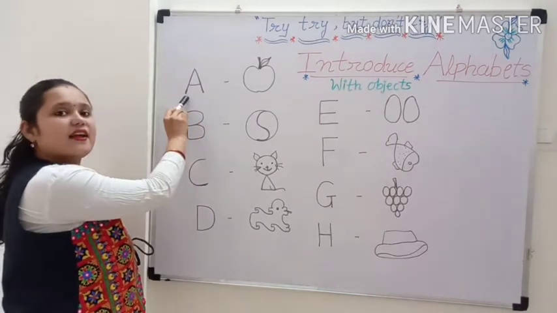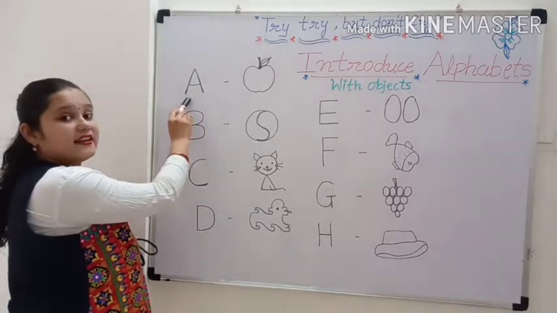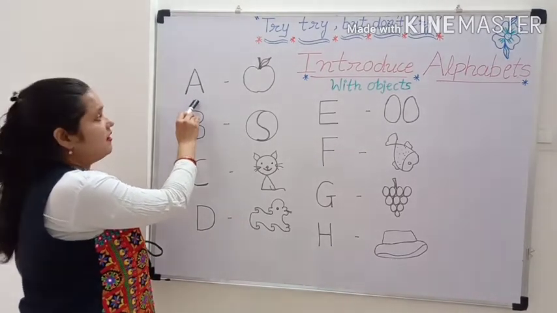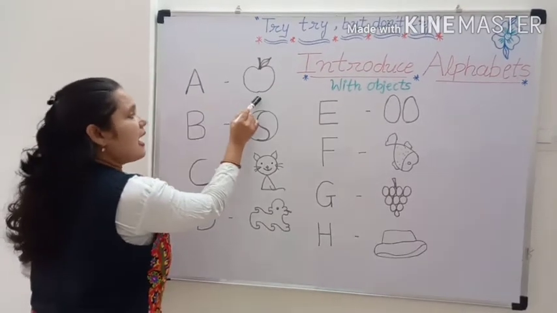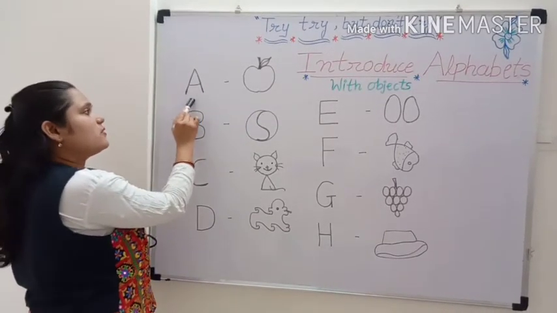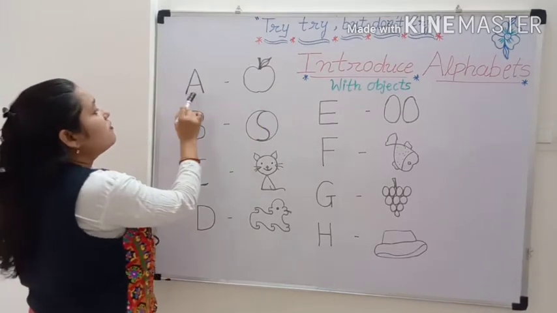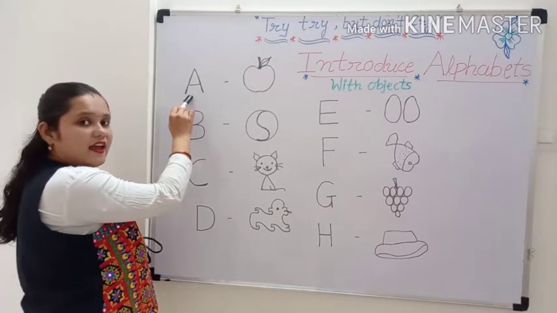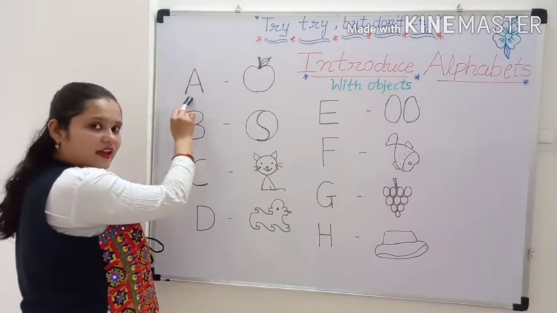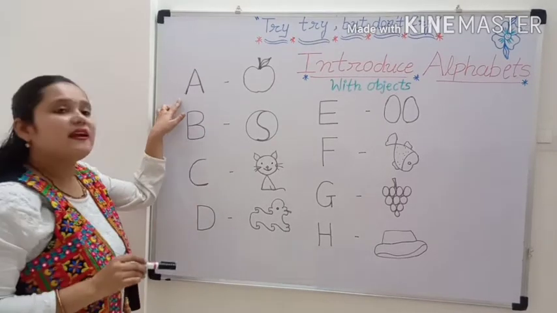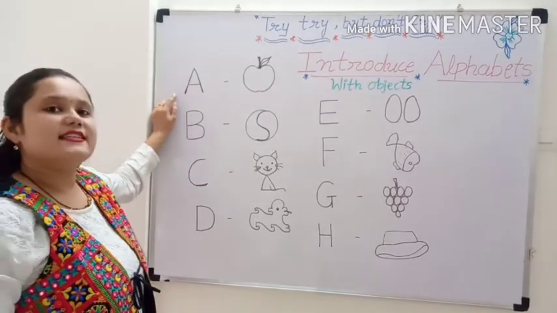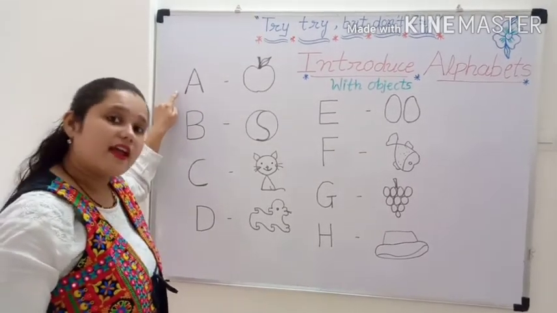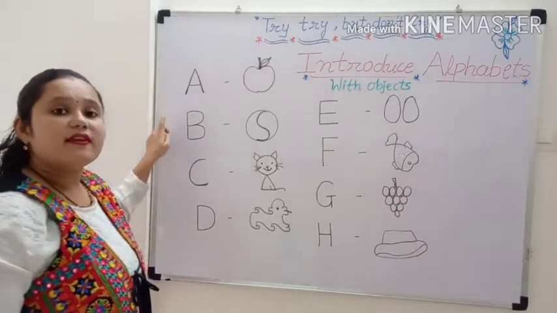This is letter A. A is for apple. Which letter is this? This is letter A. This is capital letter A. Now next.